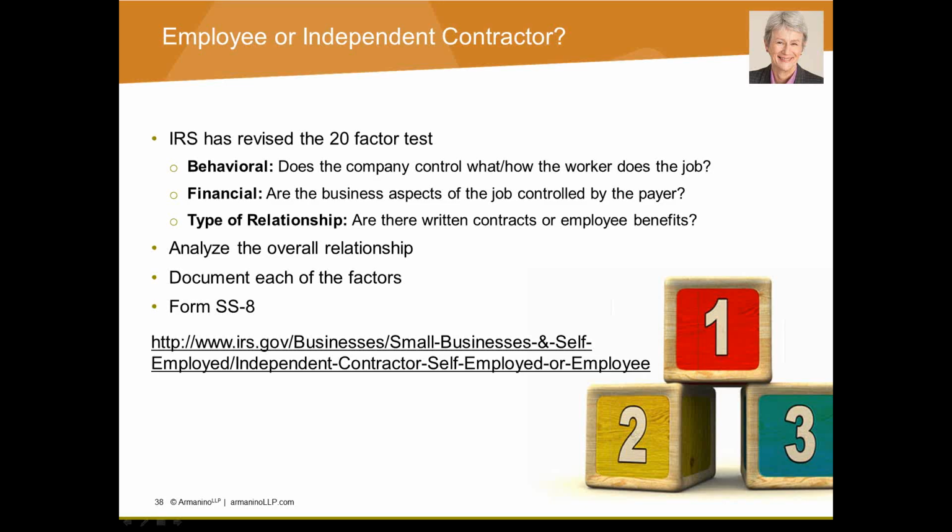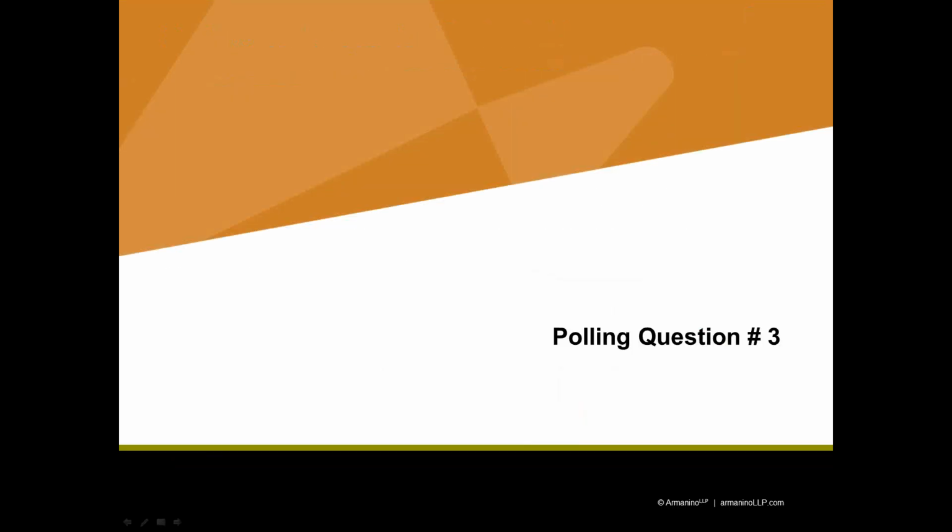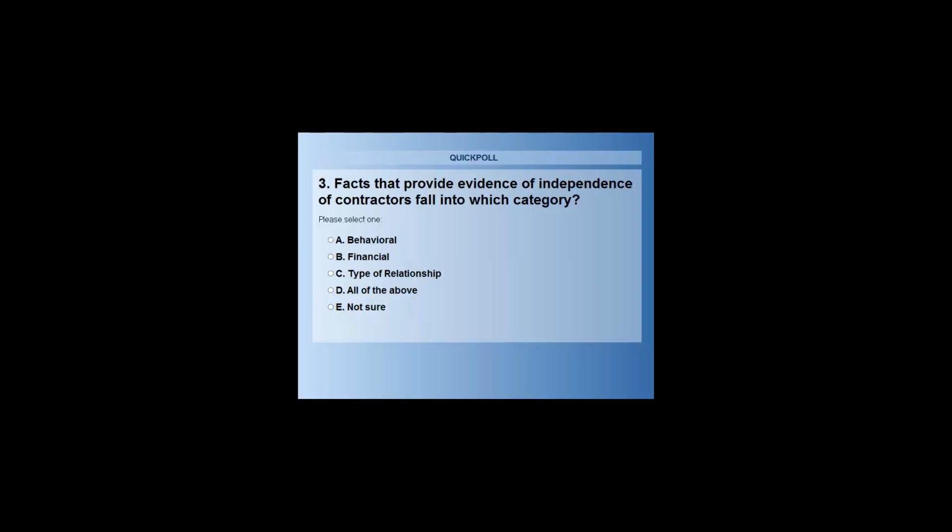Which brings us to polling question number 3. Debbie? Thank you, Lynn. This is our third polling question, so again, I feel like I'm a broken record, but you must answer 3 of the 4 polling questions for CE. The question is, facts that provide evidence of independence of contractors fall into which of the following categories? Behavioral, A; financial, B; types of relationships, C; all of the above, D; or E, you're not sure.